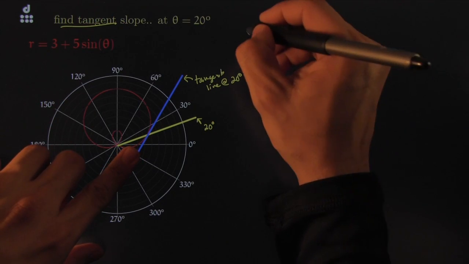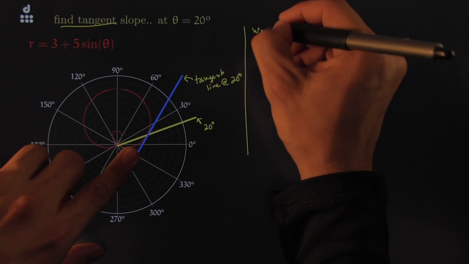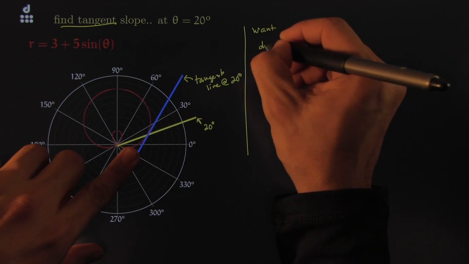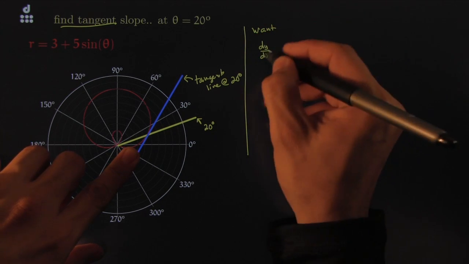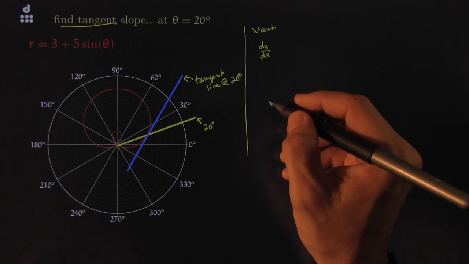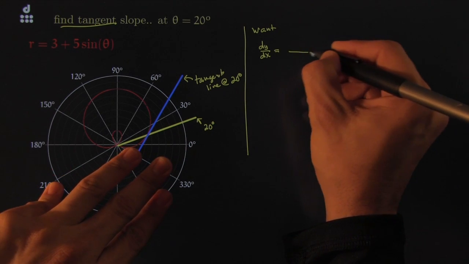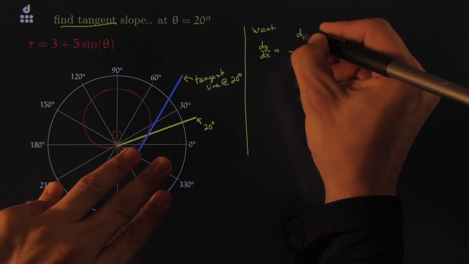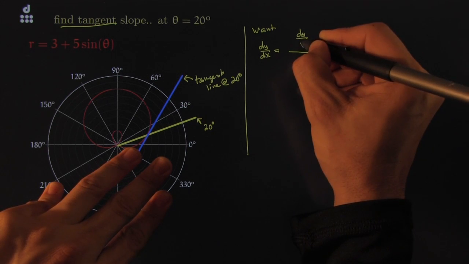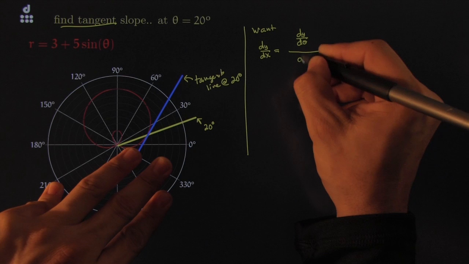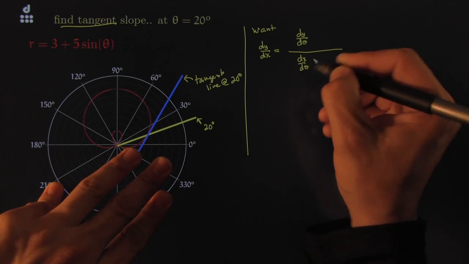And what we want is the tangent slope. So what we're really after is dy dx. That is the tangent slope at 20 degrees. What are we going to do to solve it? Well, we do something similar to what we did with parametric equations. We use this idea that we could divide the top and the bottom by the d theta differential.